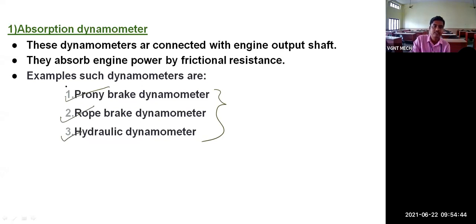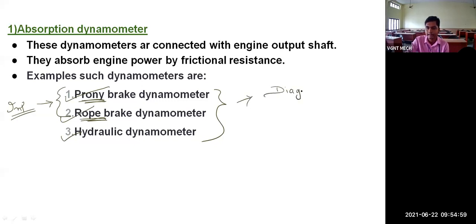Out of these 3, these 2 are important: Koni brake dynamometer and rope brake dynamometer. If they are asking this as a 5 marks question, you have to draw the diagram. Then you have to write some theory points, and you have to show the derivation.